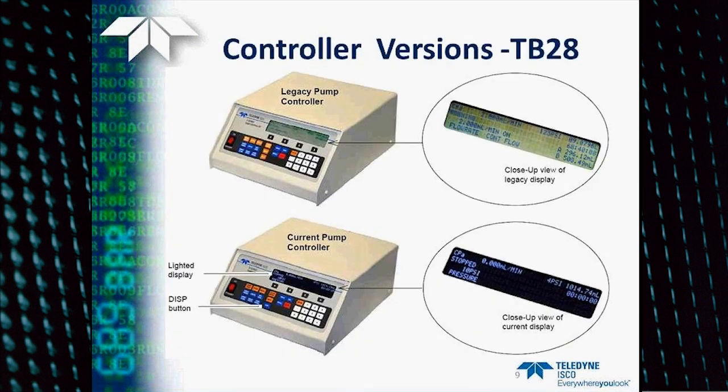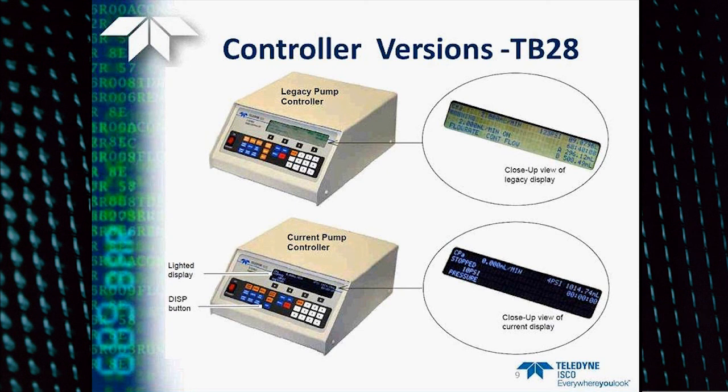To identify your controller, there are 2 controller versions out there. One we call the legacy controller, and it's the one that we shipped for many years, and it has an LCD display. The second one, the new current controller, also has an LCD display, but it's backlit, so it's kind of bluish in color. So it's pretty easy to identify the controller that way.